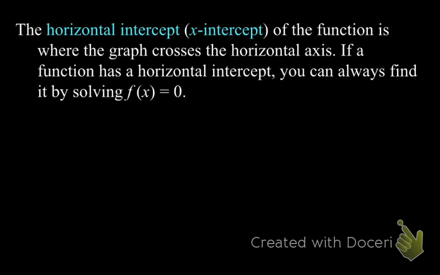The horizontal intercept, we already talked about the vertical intercept, but now we're talking about the horizontal intercept, which is the one going left and right, is what we would typically call the x-intercept of the function, and that's where the graph crosses the horizontal axis, or what is typically the x-axis. If a function has a horizontal intercept, you can always find it by solving the equation f of x equals 0.